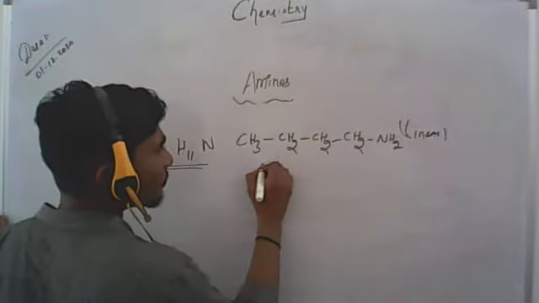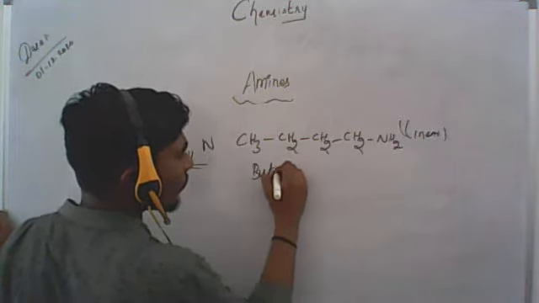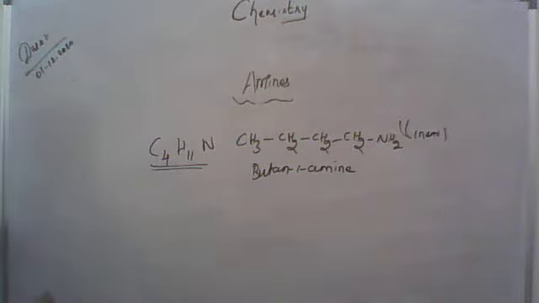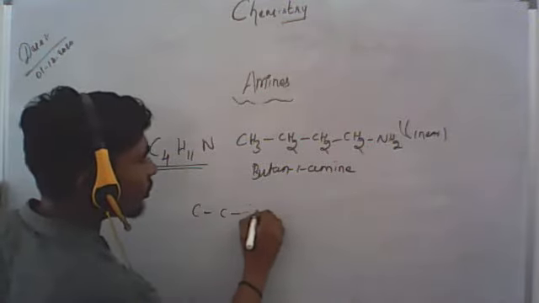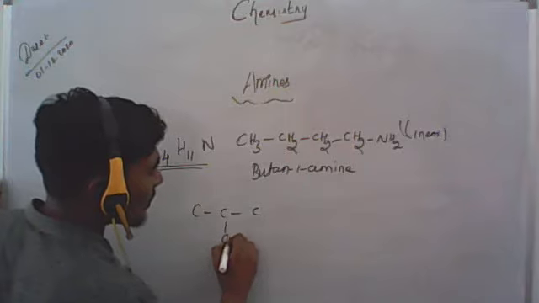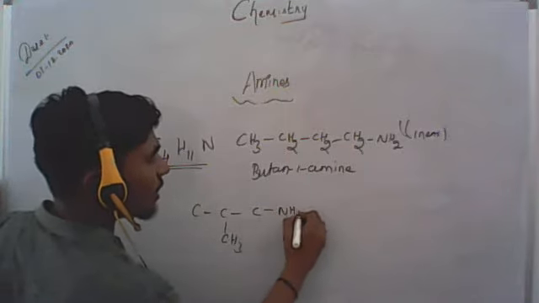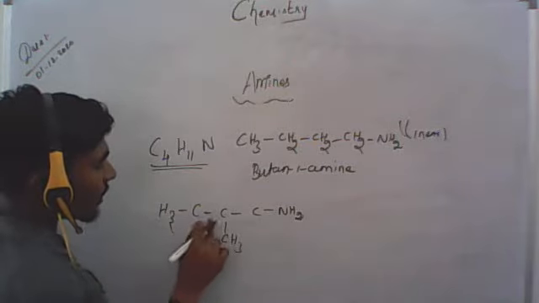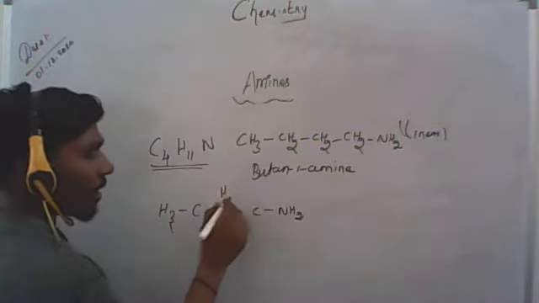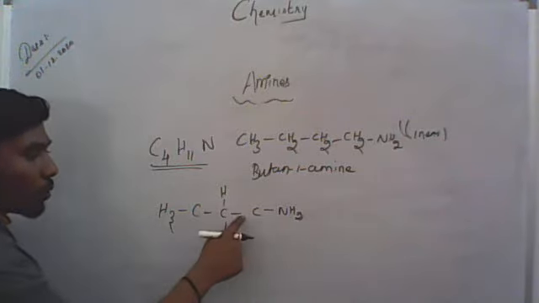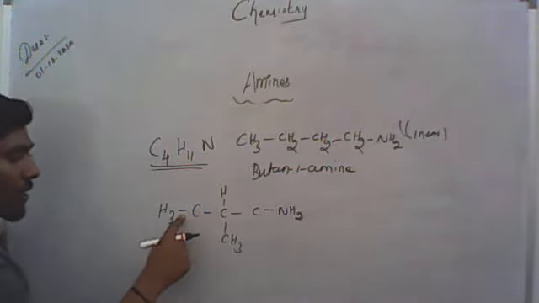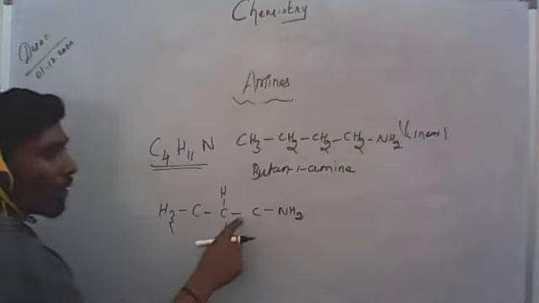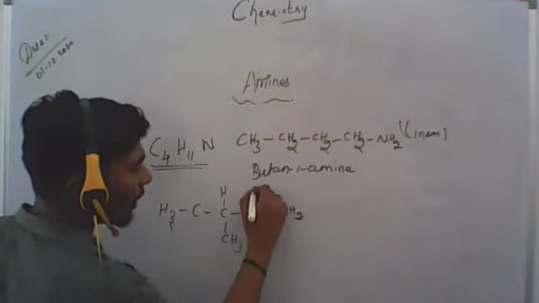What is the name? It is a butane-1-amine. Next, see here: 1, 2, 3, CH3, NH2. Now fill the hydrogens. CH3, 1, 2, 3. Each carbon has a valence of 4, so 1, 2, 3, 4. It's satisfied. See here, 1, 2: the number of hydrogens is 3, so it is also satisfied.